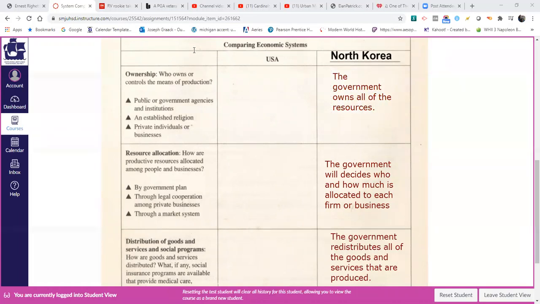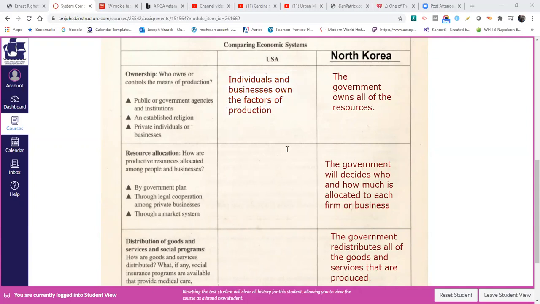So group 1, you'll talk about the United States. Group 2, you should type yours in on this. So group 1, in terms of who owns or controls the means of production in the United States, who is that? Individuals. Yes, individuals and businesses own the factors of production in the United States.